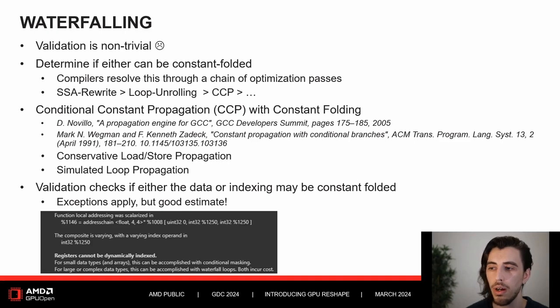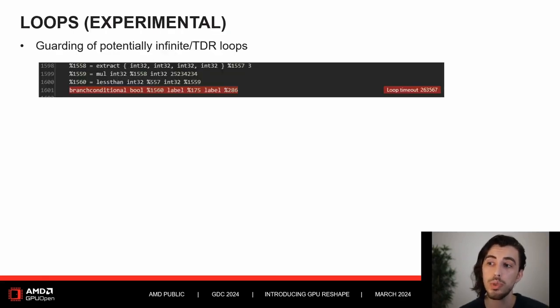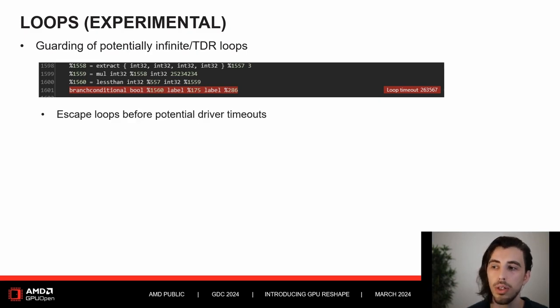It's important to note that there are exceptions, such as if the indexing is uniform, but it's a very good estimate. And finally, loops. I have to note that this feature is still experimental, but it does a very good job. We want to guard against both infinite loops and TDR-causing loops. The basic idea is to escape the loop before a timeout may occur.